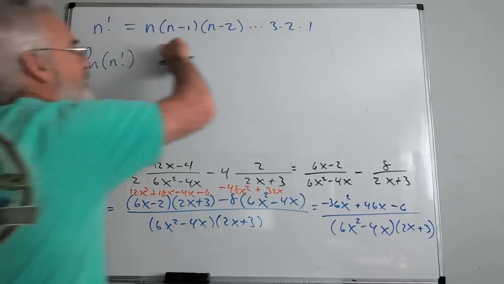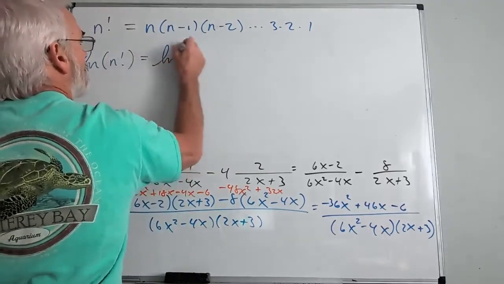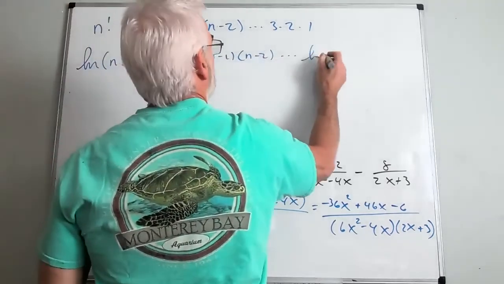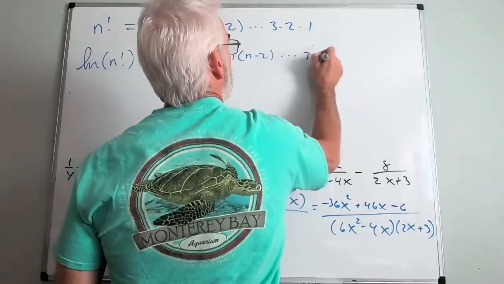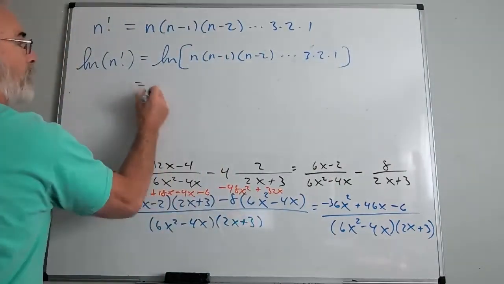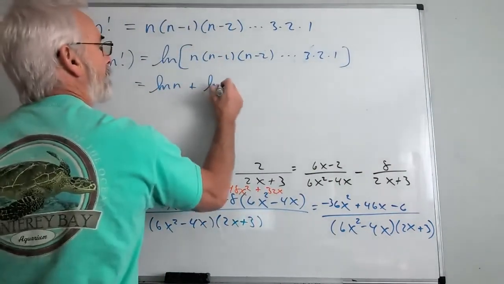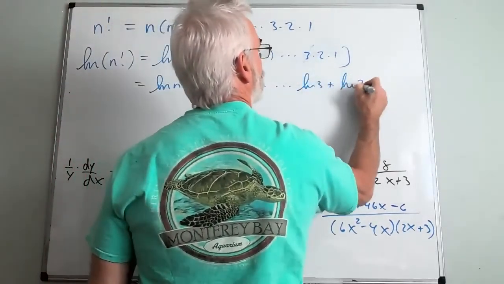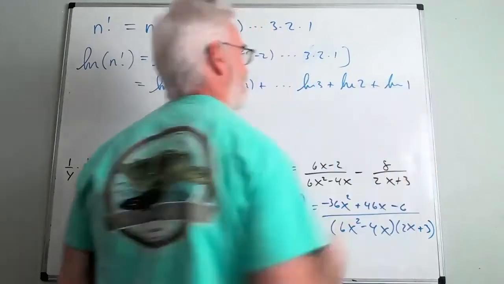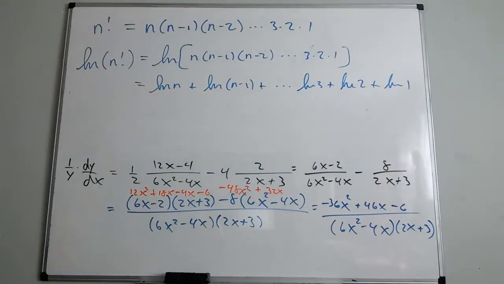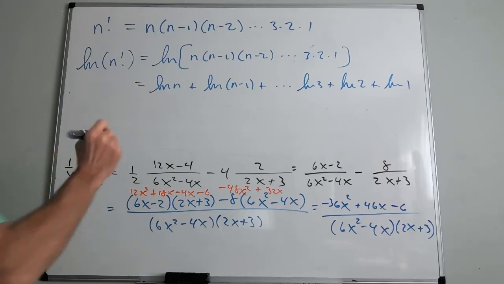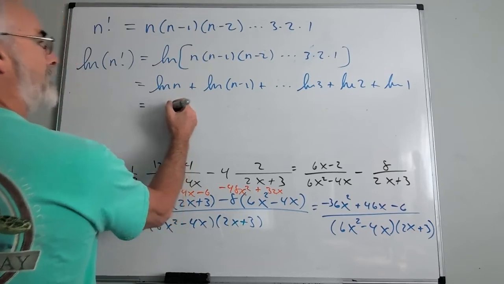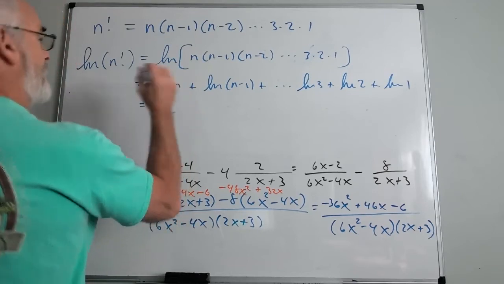Well, wouldn't that be the natural log then of this product, n times n minus 1, down to 3, 2, 1? But wouldn't that be the log of n plus the log of n minus 1 plus all the way down to the log of 3 plus the log of 2 plus the log of 1, which, by the way, is 0? Wouldn't this be a true statement? Yeah. So let's just say this equals some number. Let's say this is c.